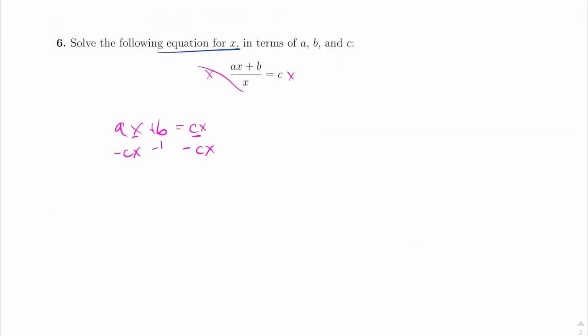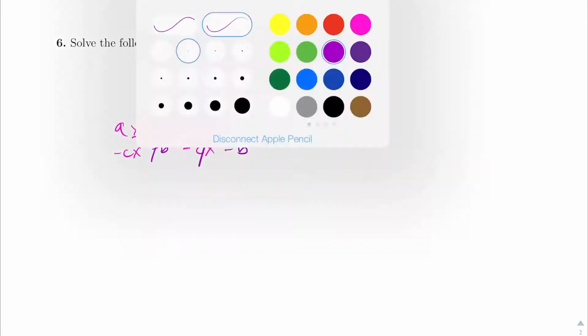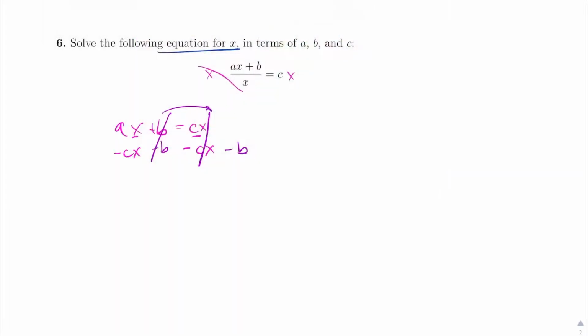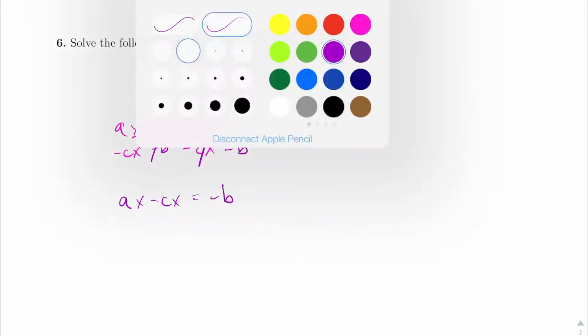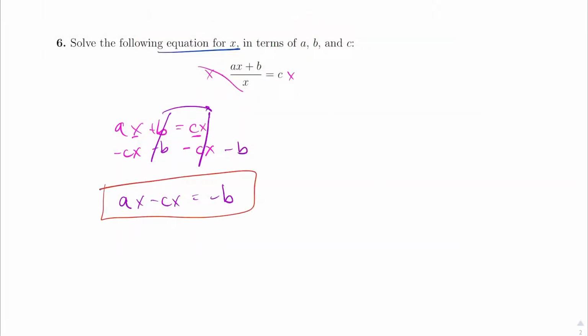And then to cancel out this b and move this b to the other side, we should subtract b from both sides. So b minus b cancels out, cx minus cx cancels out, and that gives us ax minus cx equals negative b. Now, this is a lot better than the equation that we started with, because we have both x terms on the same side. But we still can't solve for x, because we need to have just a single x.